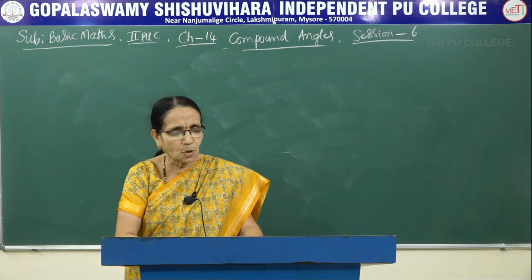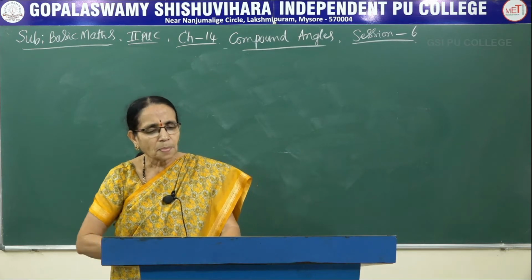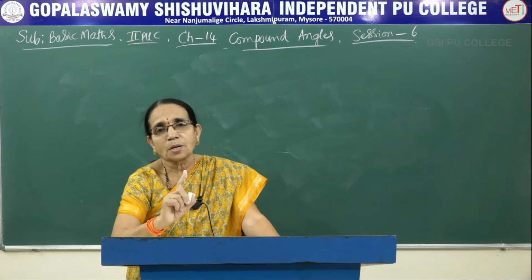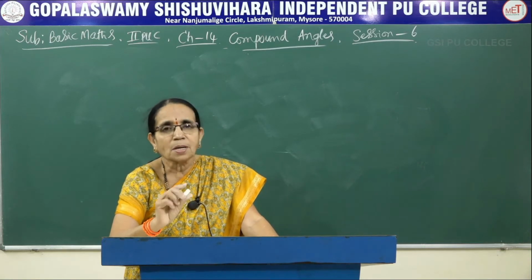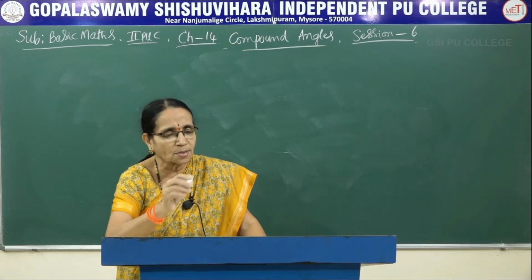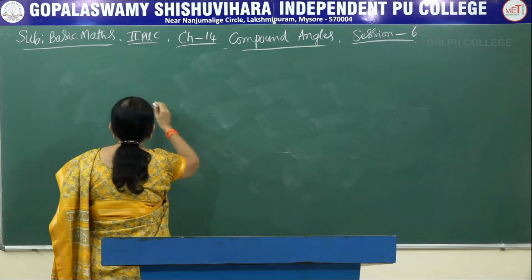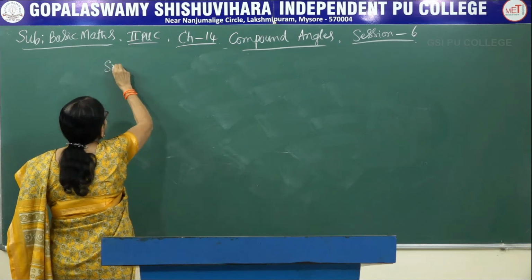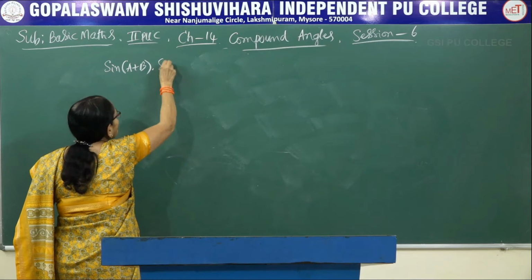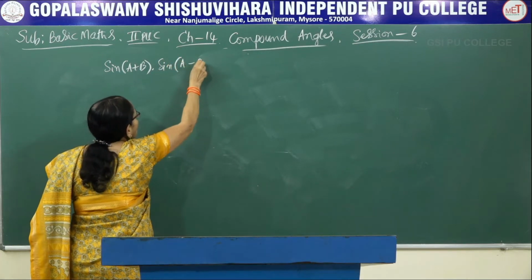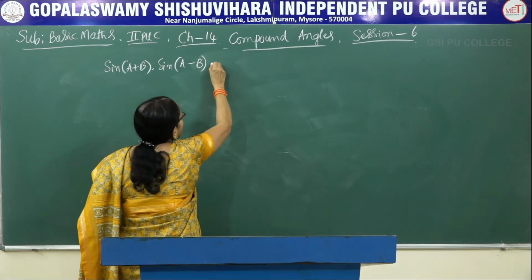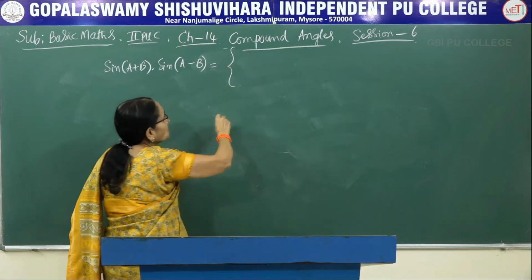Now, in the next problem, I am working it out as a problem, but it can be taken as a formula. Wherever you need, you can use that as a formula. The problem is like this. Sine of a plus b into sine of a minus b. See, you have to prove this is equal to, it is actually having two results.